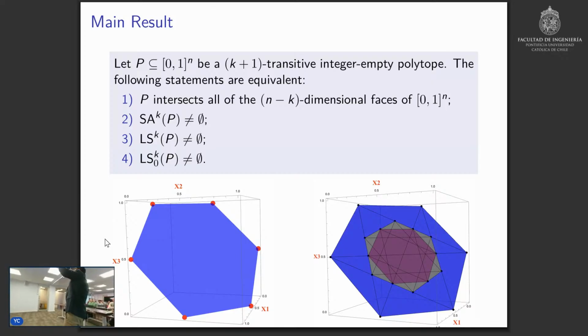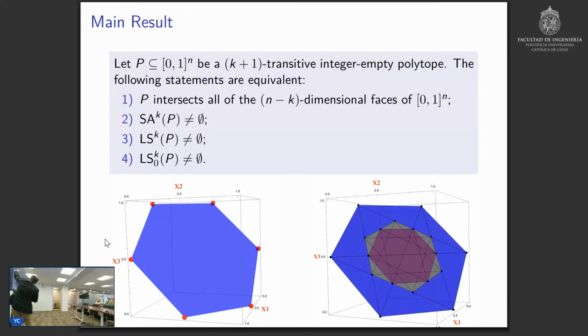So basically, P, as I said before, is your linear programming relaxation. And assume that P is k+1 transitive, and also that P doesn't have integer points. So let's see whether those hypotheses apply here. No integer points, we're good. And then we saw that this is actually 3-transitive. So this holds for k equals 2, with the hypothesis of the theorem. So now we have that the following statements are equivalent.